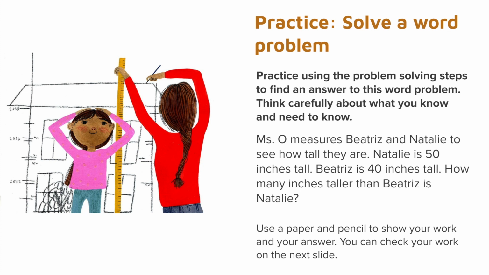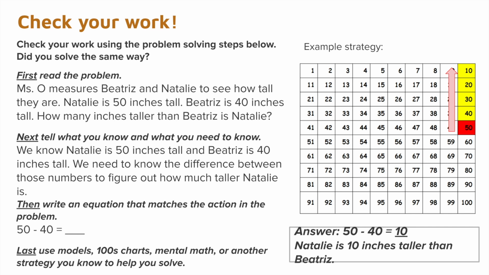Welcome back, mathematicians. All right, so before we move on, what did we learn? Who's taller? Natalie, right? Natalie is taller than Beatrice. Natalie is 50 inches tall and Beatrice is 40 inches tall. And remember, we were trying to find how many inches taller than Beatrice is Natalie. Let's go ahead and check our work. So first we read the problem, we thought about it. What do we know? What do we need to know, right? So we know that Natalie is 50 inches tall, Beatrice is 40 inches tall, and we want to know the difference between these numbers.